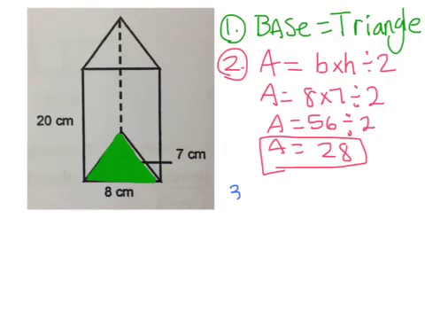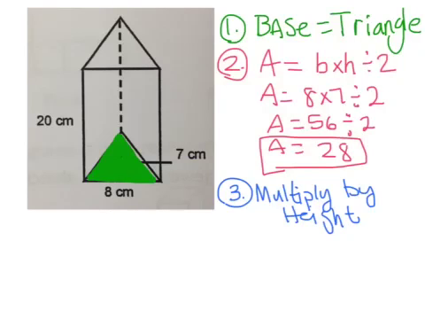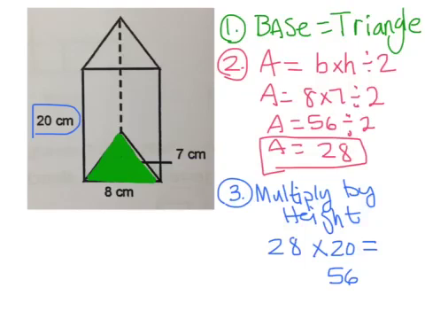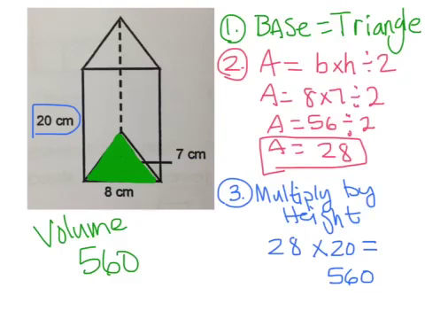Your third and final step when finding volume is to multiply by the height. And the height of this triangular prism is 20. So I'm going to multiply 28 times 20. And that should equal 560. So my final answer, the volume of this triangular prism is 560.